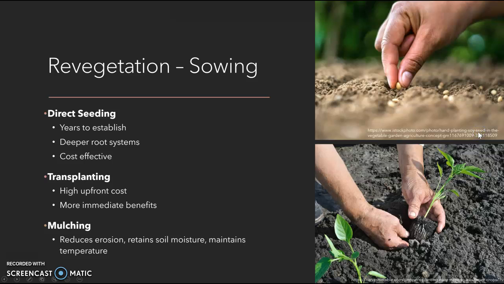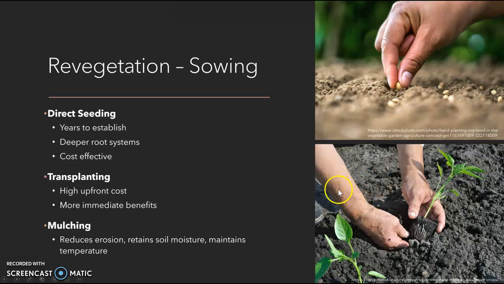For revegetation, two primary methods are used for planting: direct seeding and transplantation. Direct seeding is when seeds are sown directly into the ground. The downside to this method is that it can take years for trees and larger plants to establish, but this approach is more effective from a cost and labor standpoint. It also typically leads to trees with superior root systems.